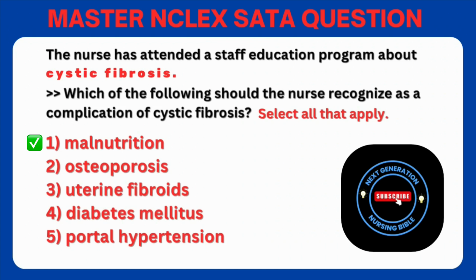Option 2, osteoporosis. This kind of goes along the same vein as malnutrition. They have poor absorption of vitamin D, and then also through a couple other mechanisms, their bone density is decreased. So they do have difficulties with osteoporosis.